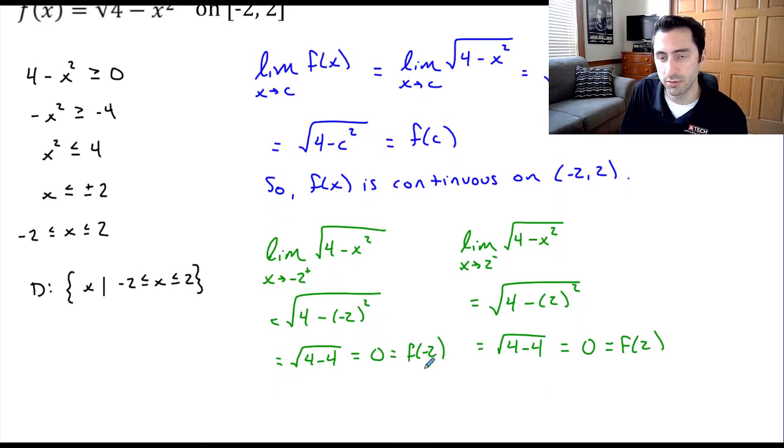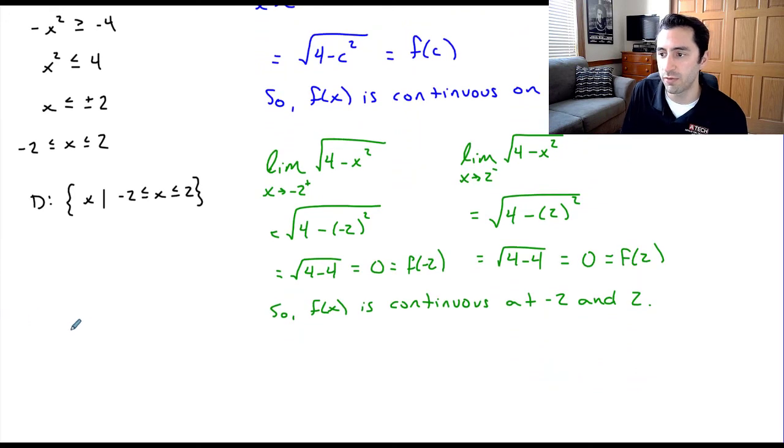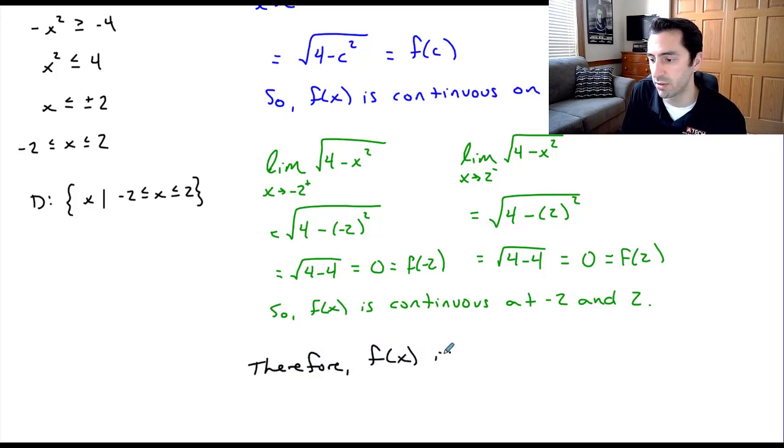So in that case then, our limit as we approach -2 is equal to f of -2, and the limit as we approach 2 is equal to the function value at 2. So that means that this is continuous at our 2 endpoints as well. And then bringing all of that together, we have our function is continuous on the open interval in between -2 and 2, and we have it's continuous at our 2 endpoints. So that means our function is continuous on the closed interval. So I'm going to say, therefore, f of x is continuous on the interval -2 to 2.